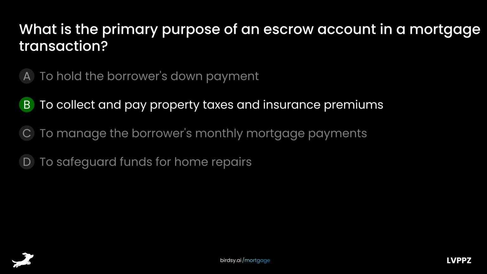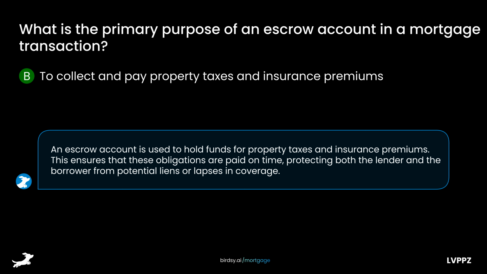The answer is B, to collect and pay property taxes and insurance premiums. An escrow account is used to hold funds for property taxes and insurance premiums. This ensures that these obligations are paid on time, protecting both the lender and the borrower from potential liens or lapses in coverage.